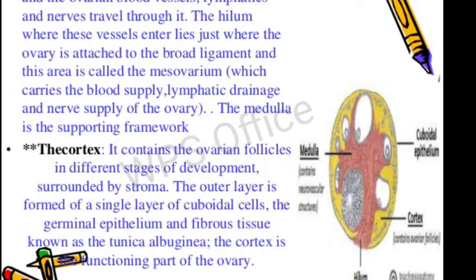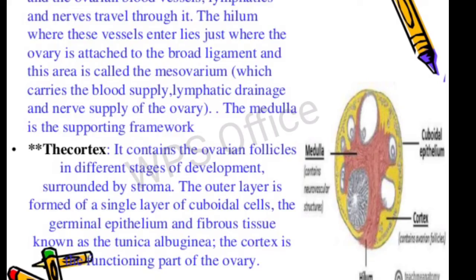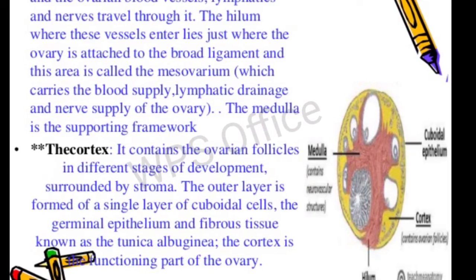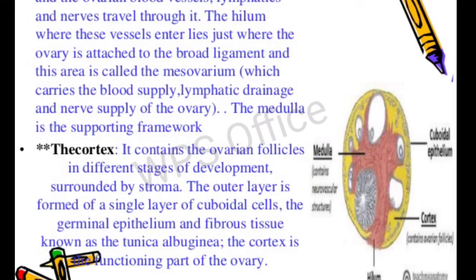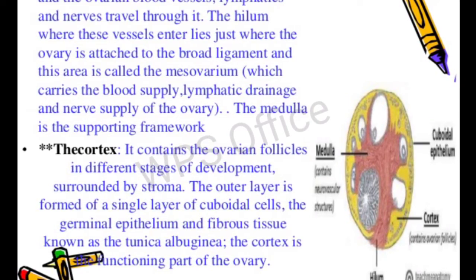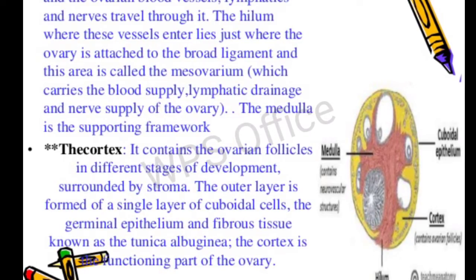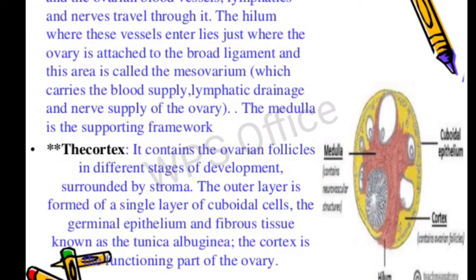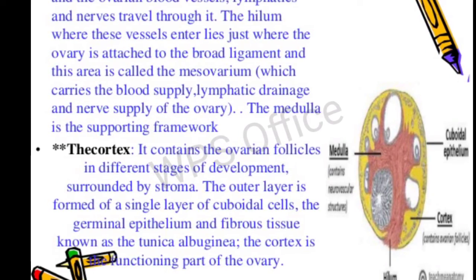Then next is the medulla. The medulla and cortex are parts of the ovary. Medulla is made of fibrous tissue, and the ovarian blood vessels, lymphatics and nerves travel to it. Then the cortex contains ovarian follicles in different stages of development, surrounded by the stroma.